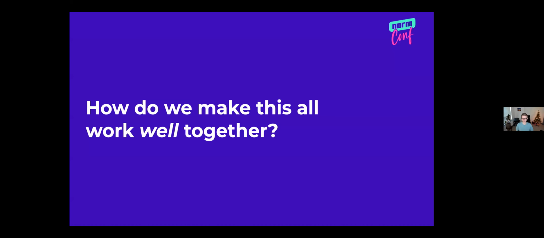So hopefully you can start to gain an appreciation for the values of both rules and machine learning in a threat detection system. And one topic that I've been thinking about a lot lately is how we can make this all work well together. So I'll talk through a couple things that I've been thinking about here.